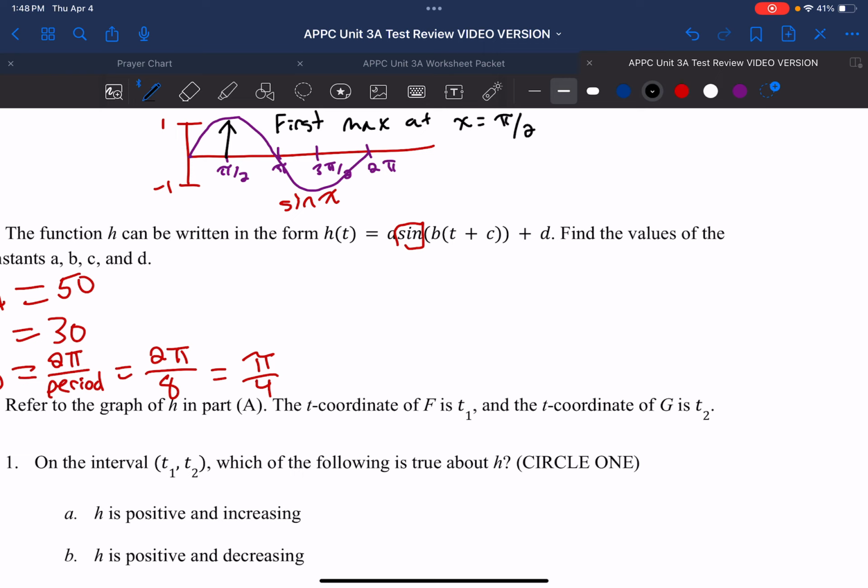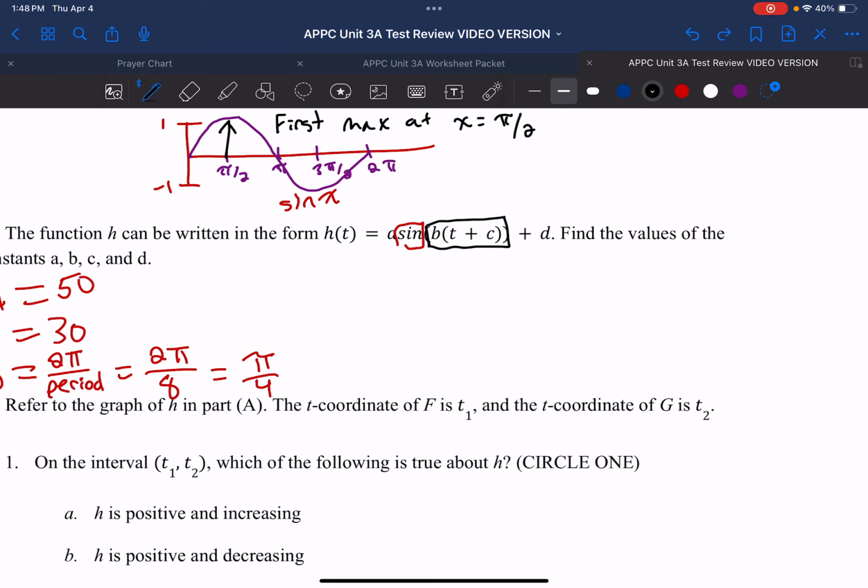So on the parent function, it happens at x equals pi over 2. And the reason why that's important is all of these deal with the horizontal places. This is just the horizontal, like the input. My t is basically, you can think of that as my x here. C is my phase shift, my horizontal translation right or left. And this is my horizontal dilation. That's what B does. It dilates it horizontally.